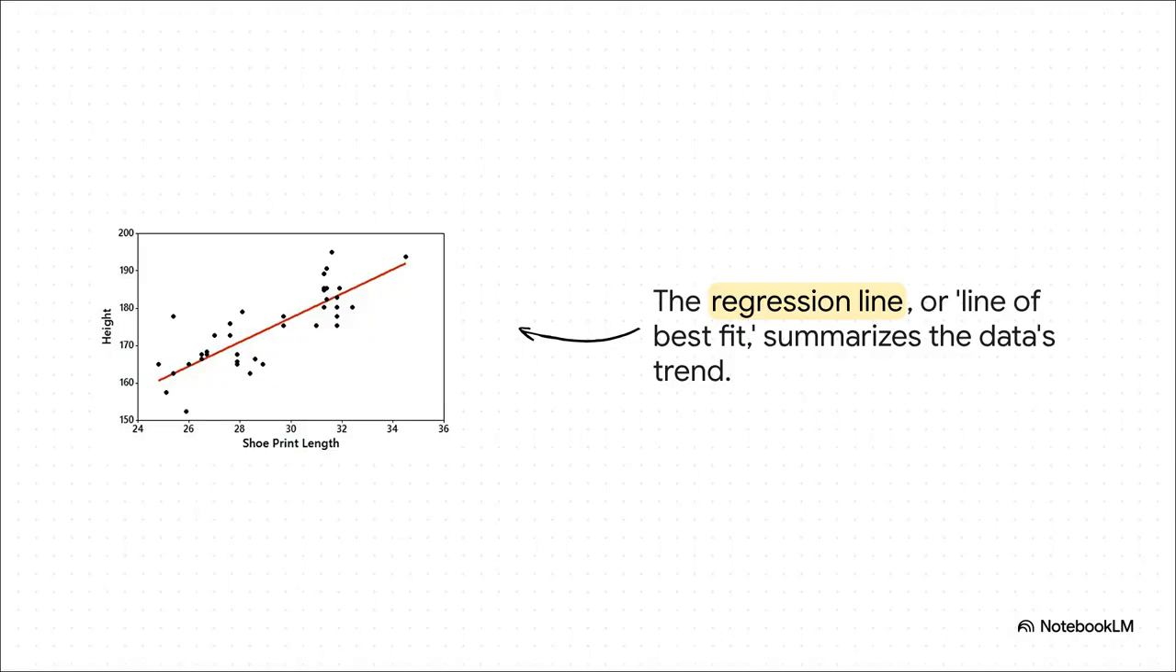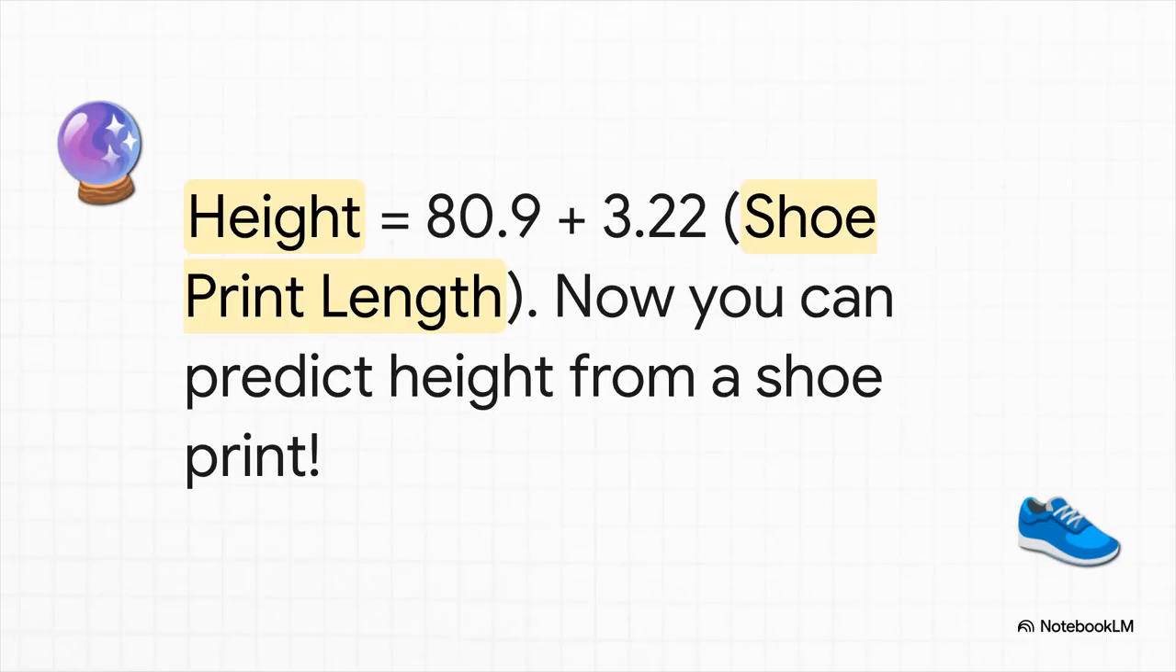That red line is called the regression line, or sometimes the line of best fit. It's the one line that gets as close as possible to all of those individual blue dots at the same time. It perfectly captures the main trend in our data. But here's the best part. That red line isn't just a picture. It's a mathematical formula. This equation right here is that line.